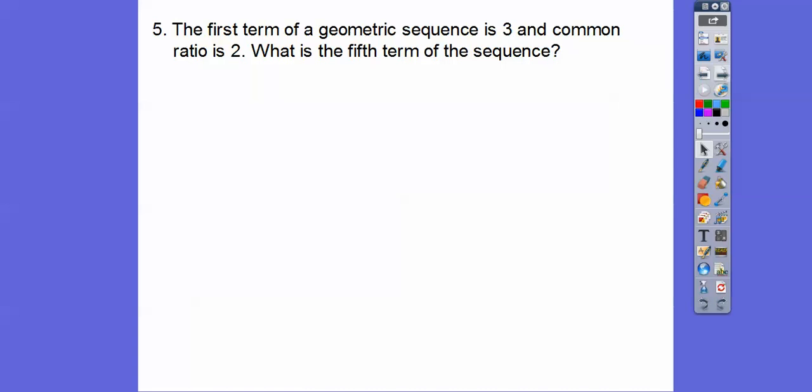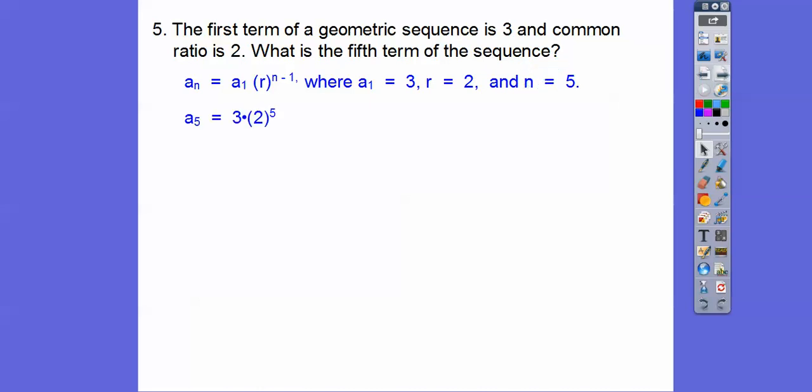All right, so the first term of a geometric sequence is 3, and the common ratio is 2. What is the fifth term of the sequence? Here we have our nth term. The nth term of a geometric sequence is always the first term times r to the n-1 power. Here it says the first term is our a sub 1, so that's 3, and r is 2, and we just got to plug in n equals 5. So it's just number crunching.